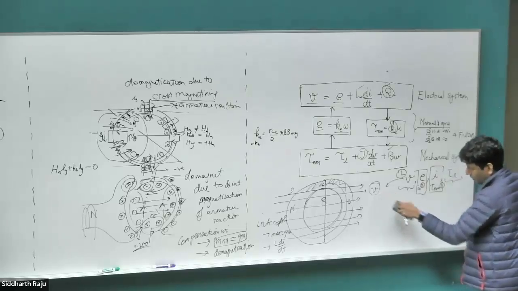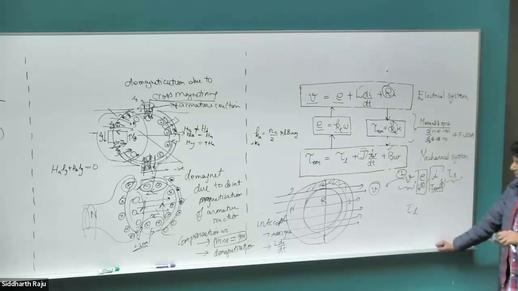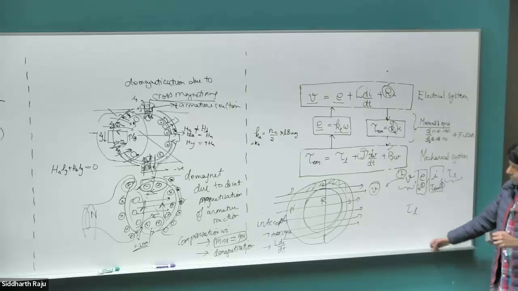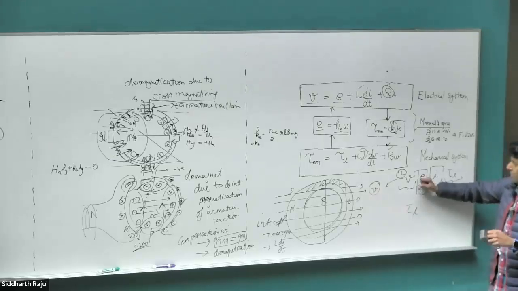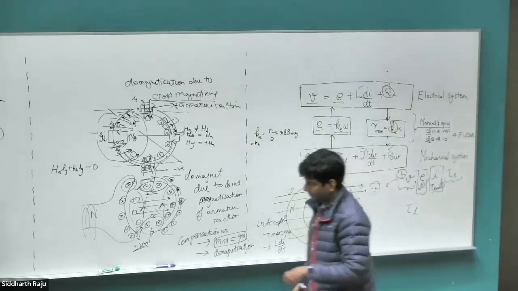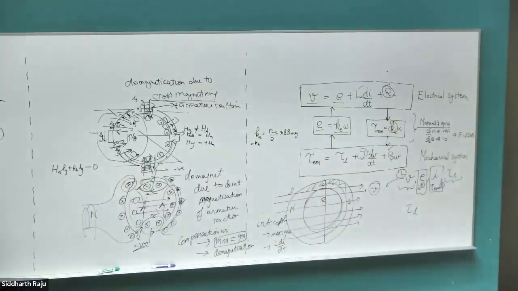So if you can control both the voltage and the load torque, then you can control both the speed and the current. Right? So the number of control variables you have is the number of elements that you can control. So that has to be matched up. Anybody has any questions?